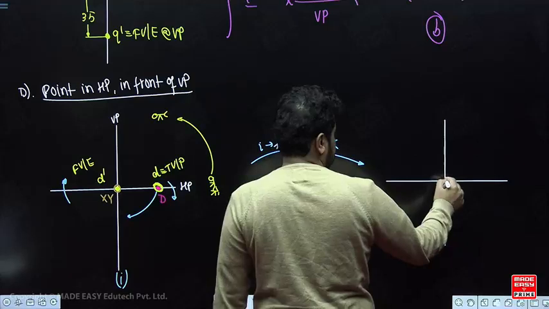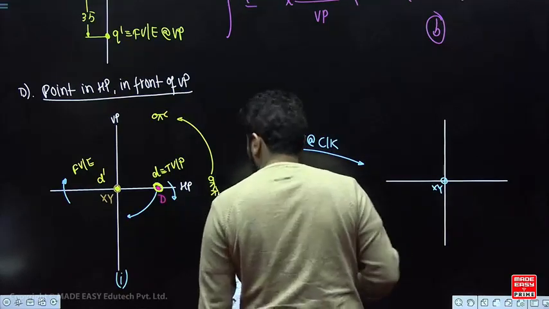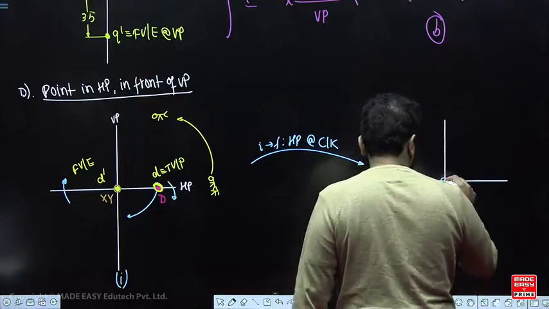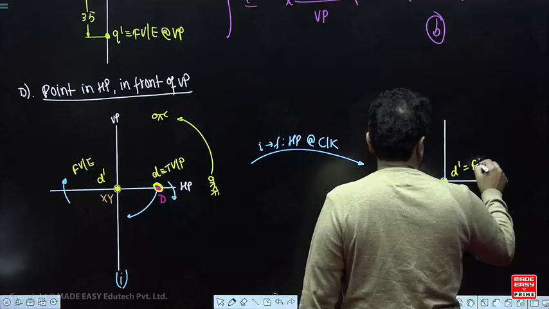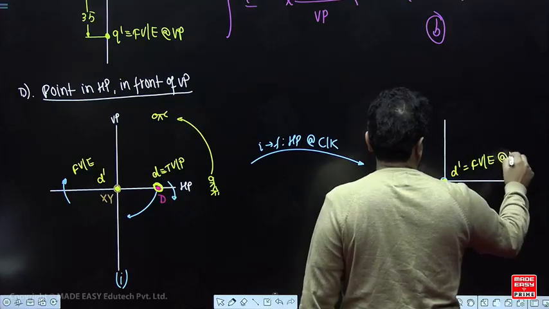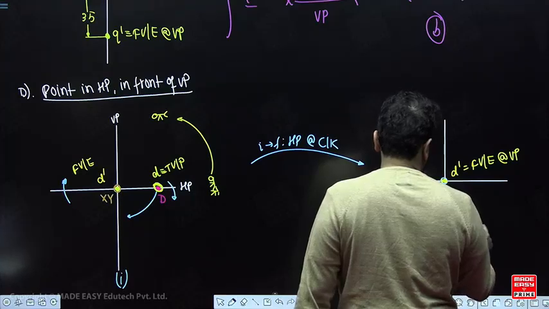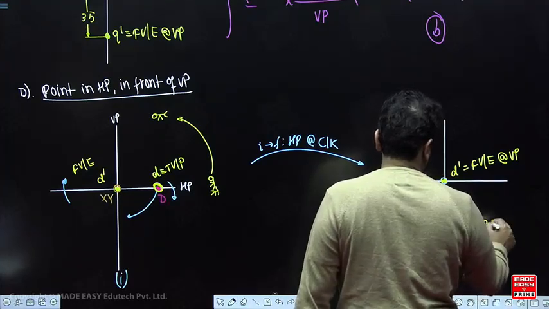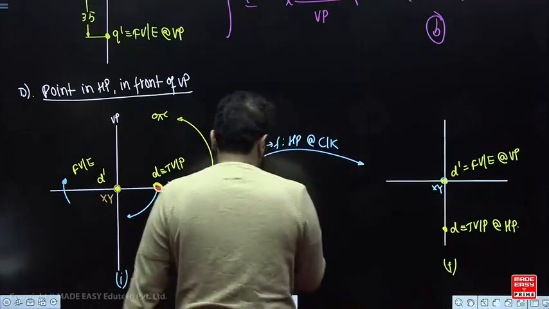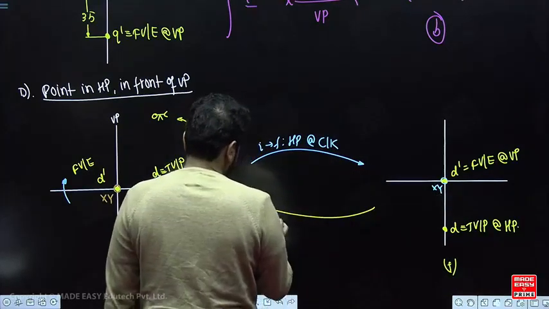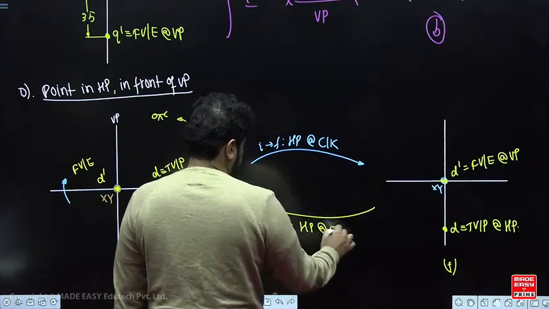Fine. This is the XY. Now, you can see that D dash or front view or elevation, where you will get at VP, and this is small d, top view or plan, where you will get at HP, right? So, this is the final. So, final to initial, HP at anti-clock.